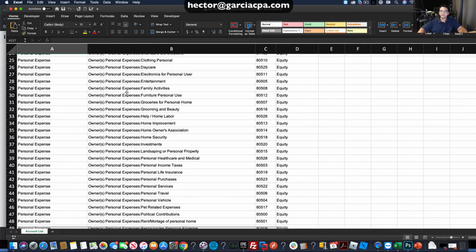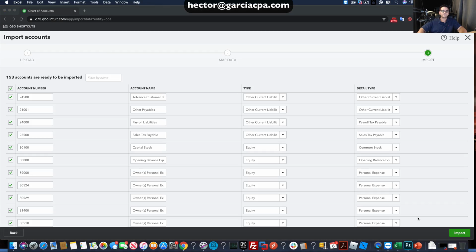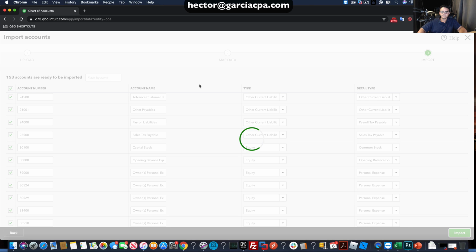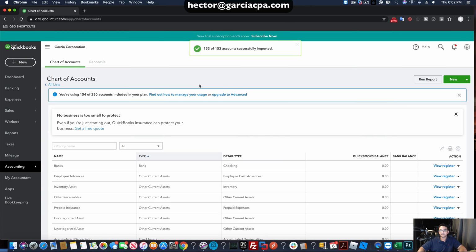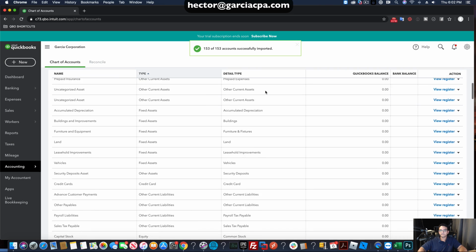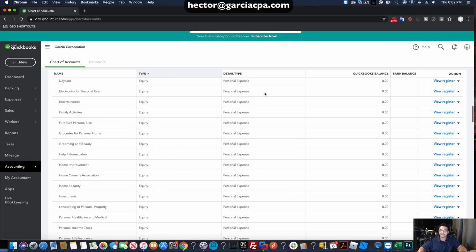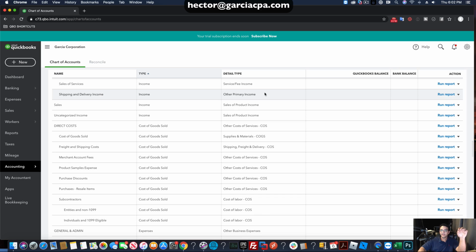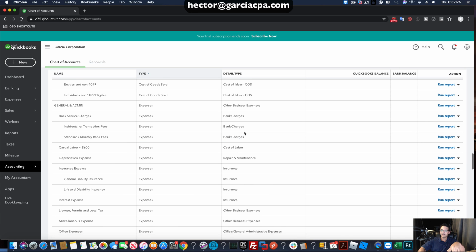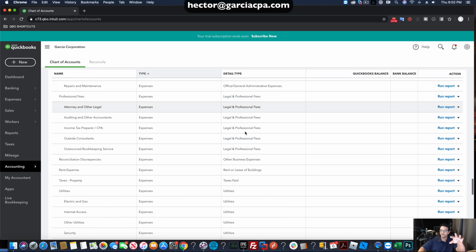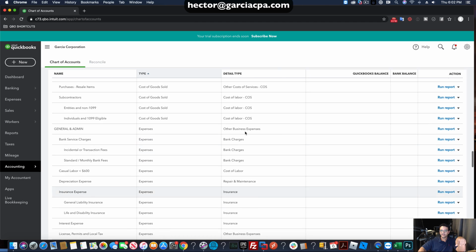Again, this is a spreadsheet that I have that has all the accounts set up. And then I'm going to click on import. And done. So now the chart, my standard chart of accounts, the one I had in my spreadsheet, is now set up in my QuickBooks Online, so you can kind of get an idea for what that structure looks like.